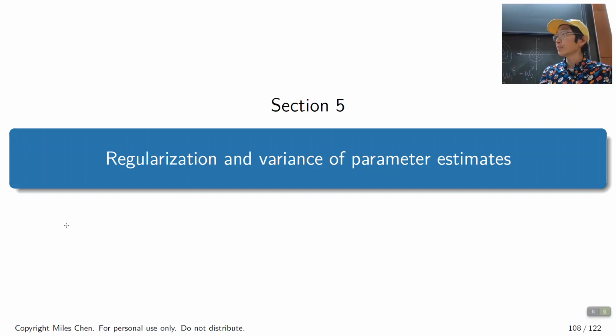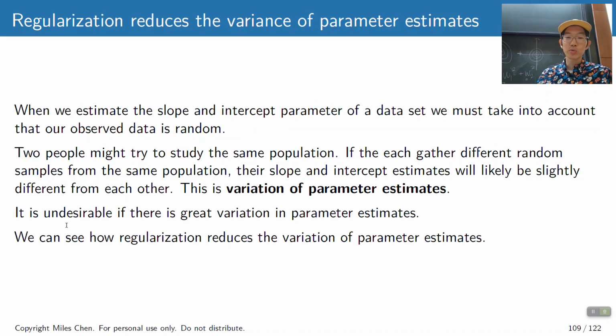All right, regularization and the variance of parameter estimates. We said regularization helps reduce overfitting, and it also helps us shrink the variance of our parameter estimates. So what do we mean by the variance of our parameter estimates? It's the idea that there is some true relationship, but whenever we gather data, it is a random sample with noise around the true relationship.